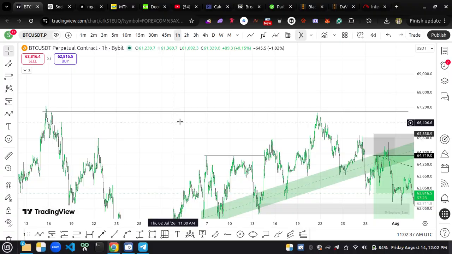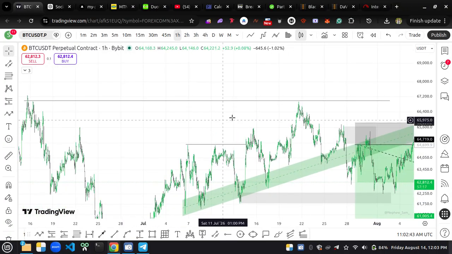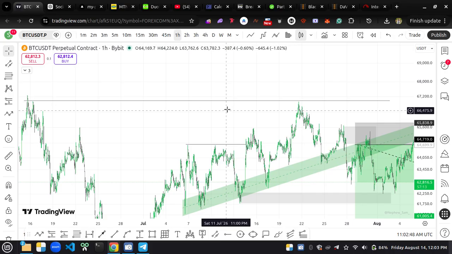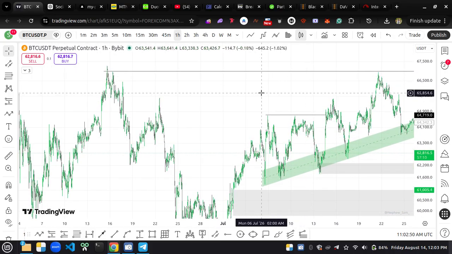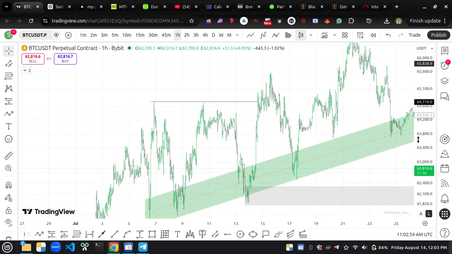So we have this resistance area. Look at this. Market came to this point, reacted, came to this point and gave to the downside again. You could identify on your own chart. Just go to your chart, identify areas, do back testing. That's how you learn. Do back testing.